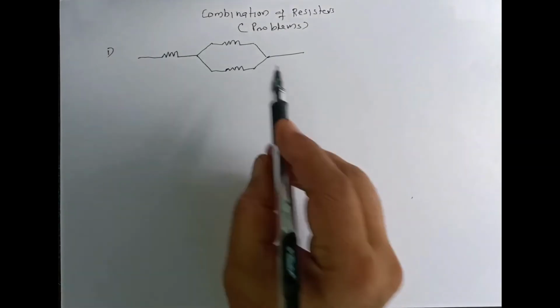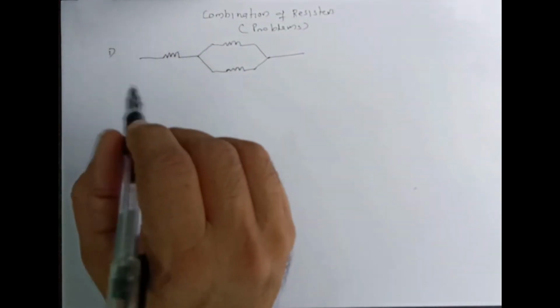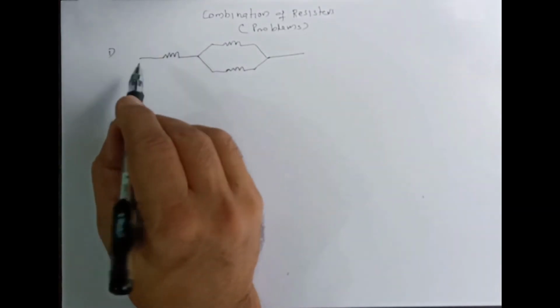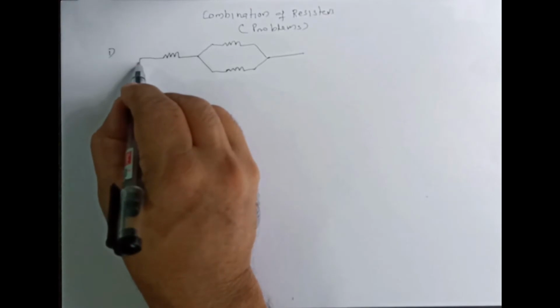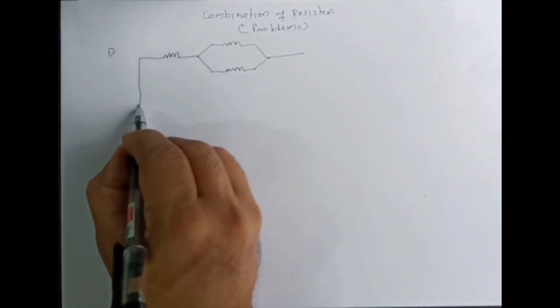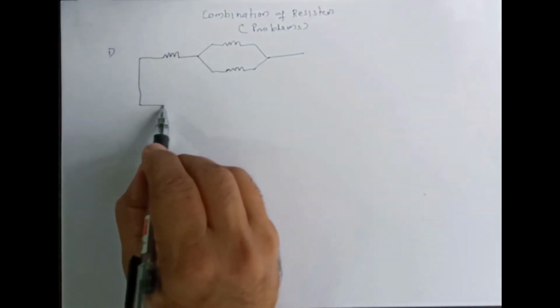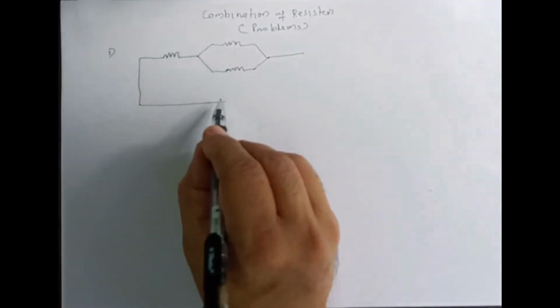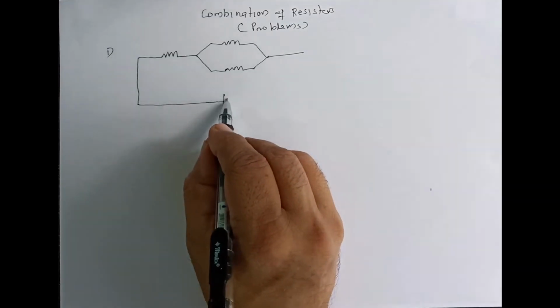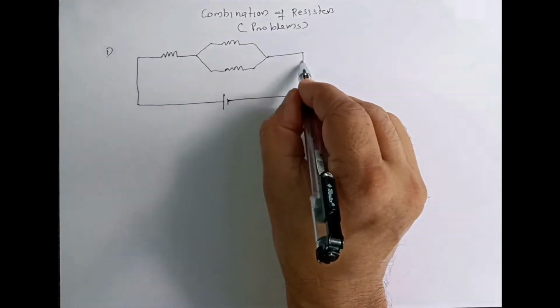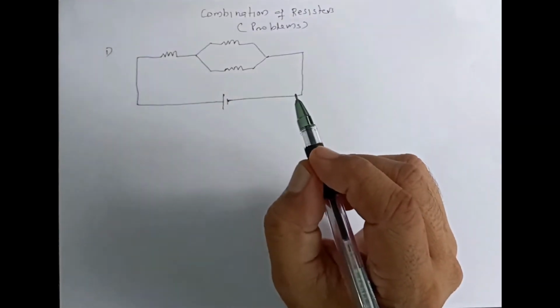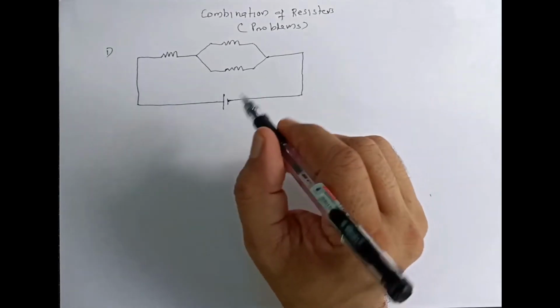Let us work out some simple questions from combination of resistors. Here we are drawing a small combination, a very simple one with three resistors. Let's make it a complete circuit with the power, so you may be able to apply even Ohm's law to this circuit, and we may be able to work out the currents and voltages as well.